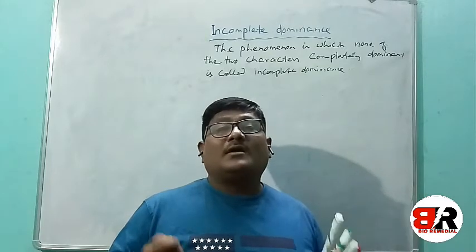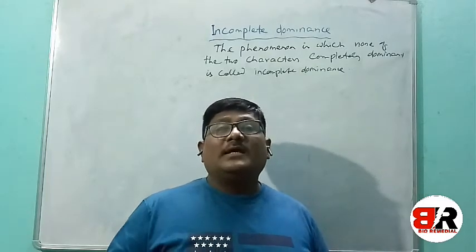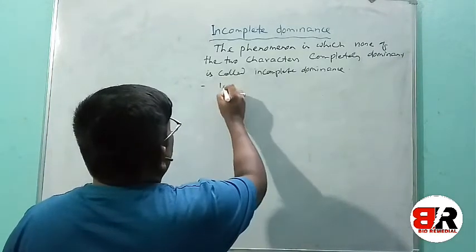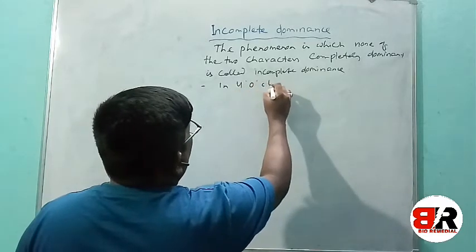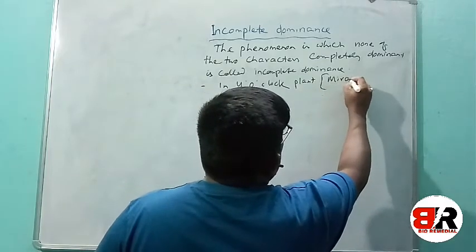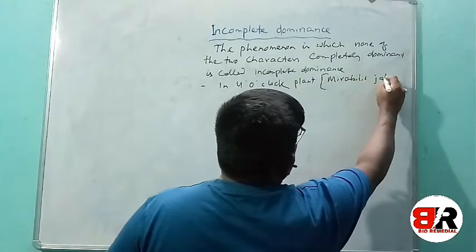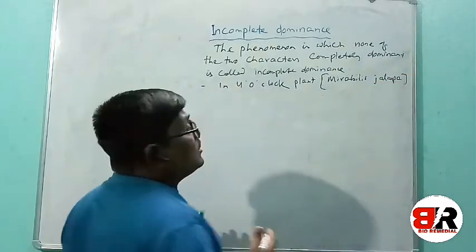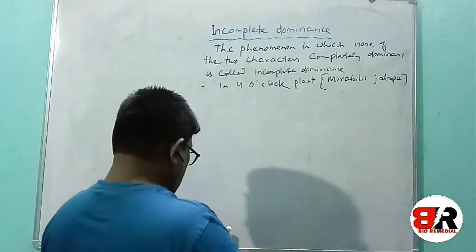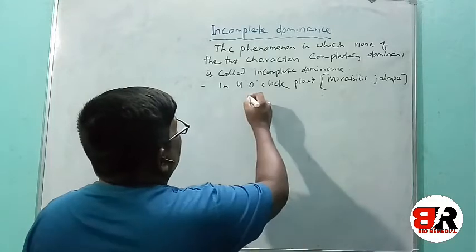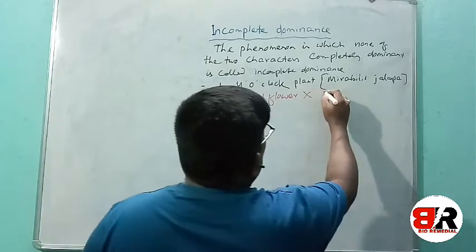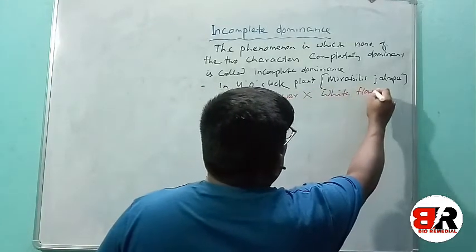So what did Karl Correns do in his experiment? He selected a four o'clock plant, whose scientific name is Mirabilis jalapa. He crossed a plant with red flowers and a plant with white flowers. So what did he find?